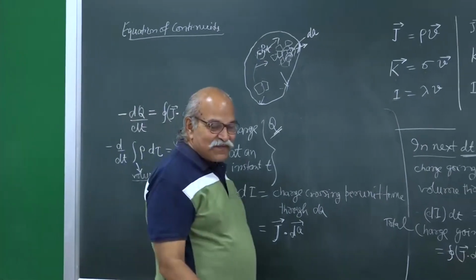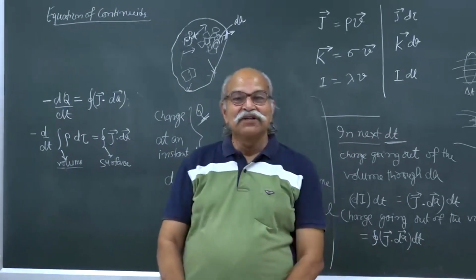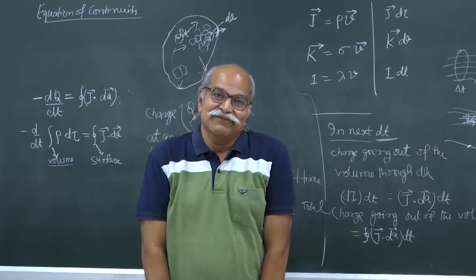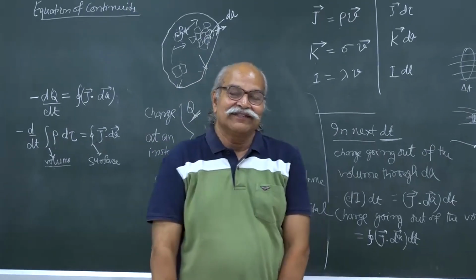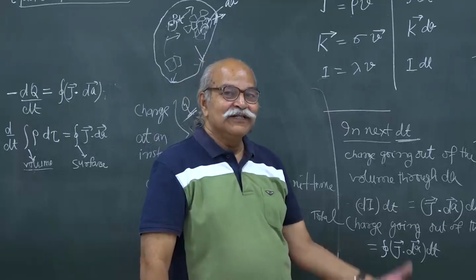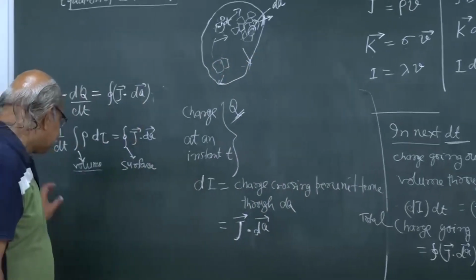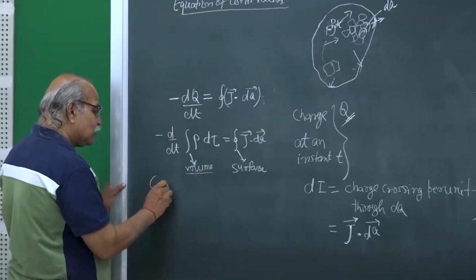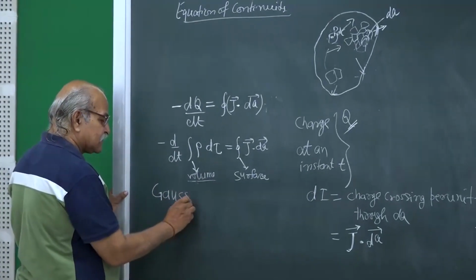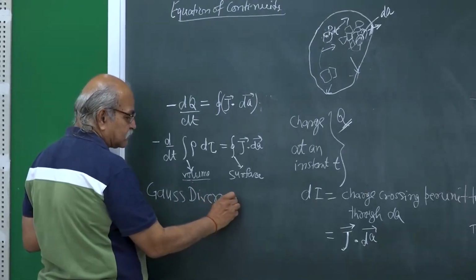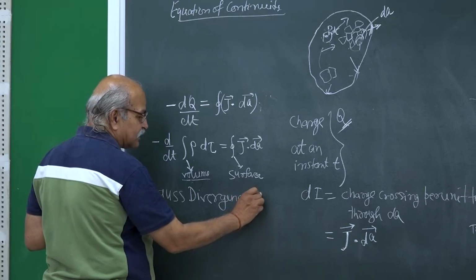Now, if you remember, there is a beautiful relation called the Gauss divergence theorem. We had talked at length about it in our part 1, where we discussed Gauss's law. So, this is known as the Gauss divergence theorem. And what does it tell?